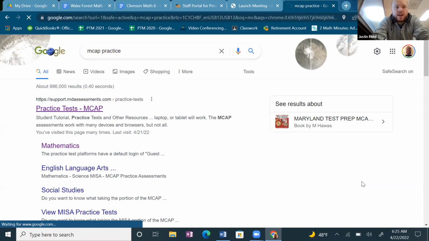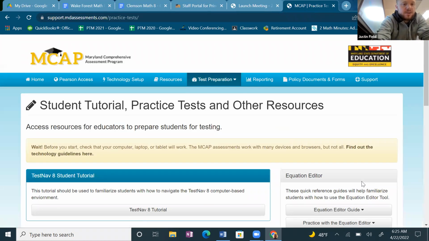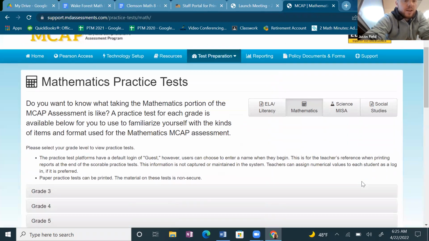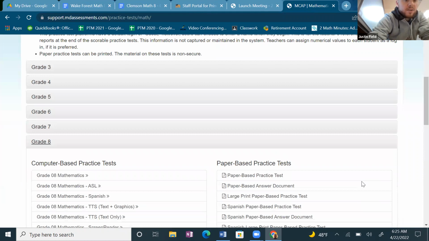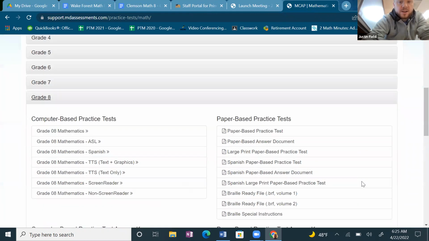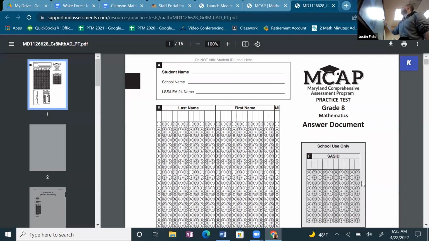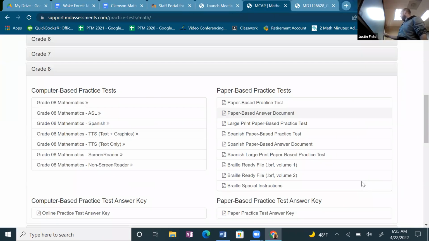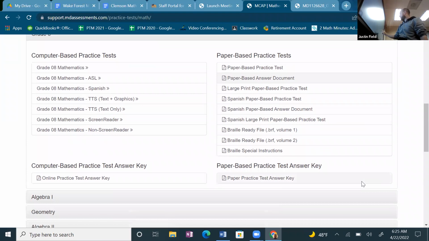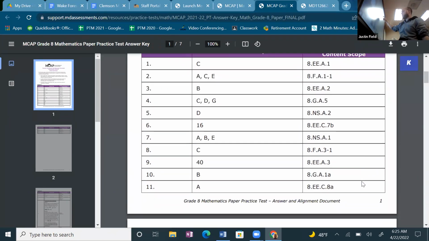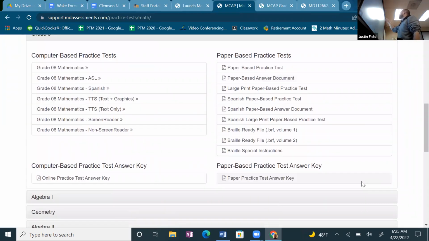And so I clicked MCAP practice, and all the tests are right here. And we're doing math 8 right now. And I like to click on the paper-based practice test. But hey, let's also have the paper-based answer document up. Oh, not the answer document. The answer key. All right. So now we have all answers.